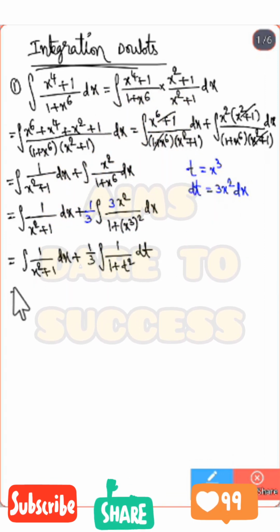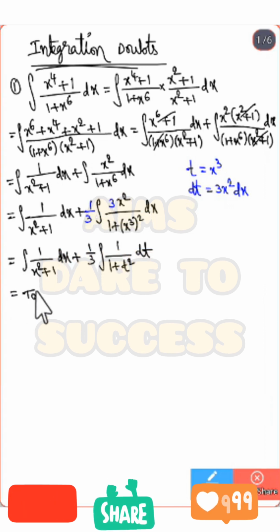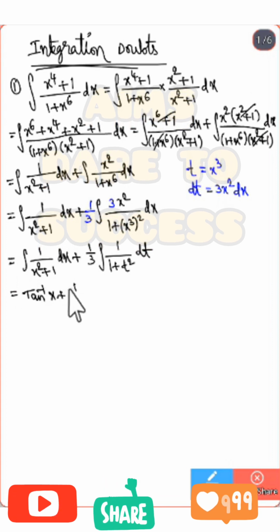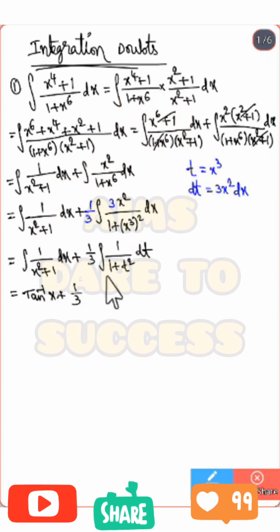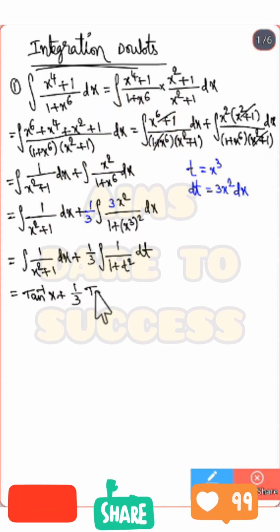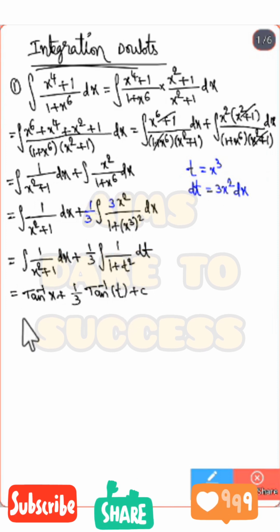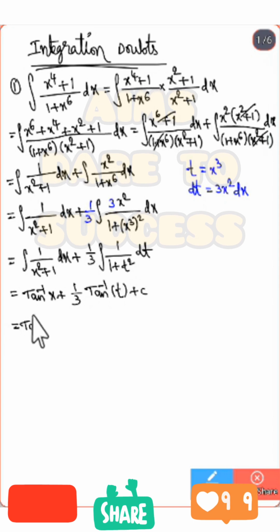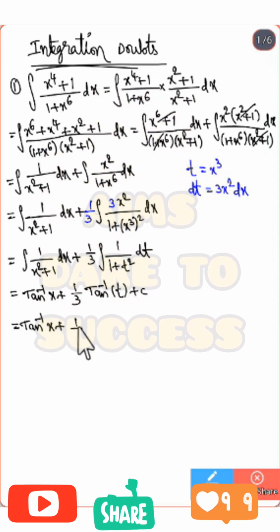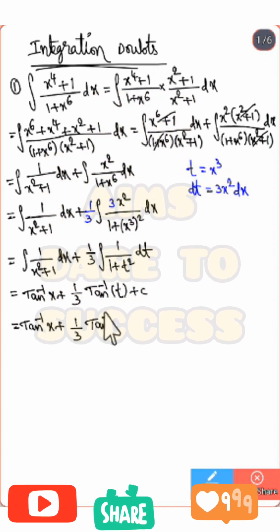So later, the integral of 1 by (x square plus 1) means tan inverse x, plus 1 by 3 into the integral of 1 by (1 plus t square), which means tan inverse t, plus c. t was x cube, so put that in the answer. I put tan inverse x plus 1 by 3 tan inverse of x cube plus c.